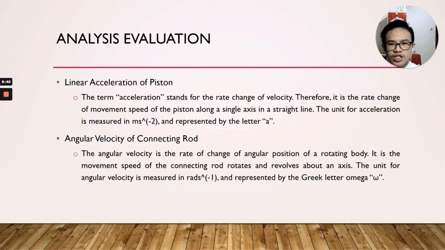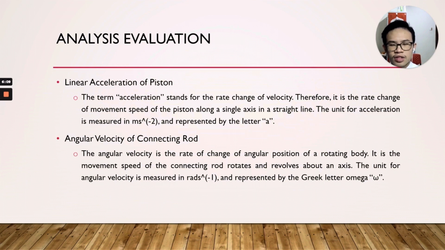Therefore, it is the rate change of movement speed of the piston along a single axis in a straight line. The unit for acceleration is measured in meter per second square and represented by the letter a, which stands for acceleration. And for the angular velocity of the connecting rod, the angular velocity is the rate change of angular position of a rotating body. It is the movement speed of the connecting rod rotates and revolves about an axis.